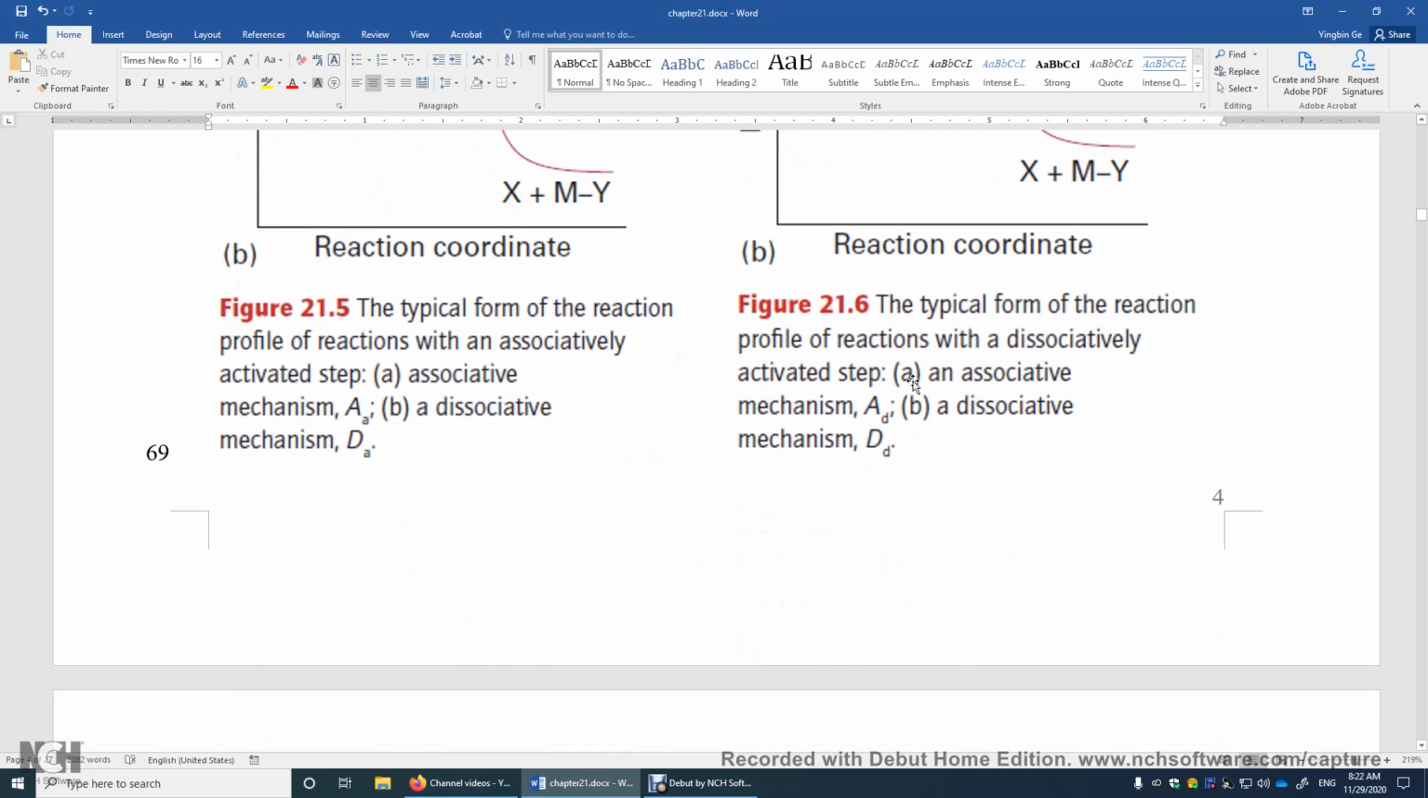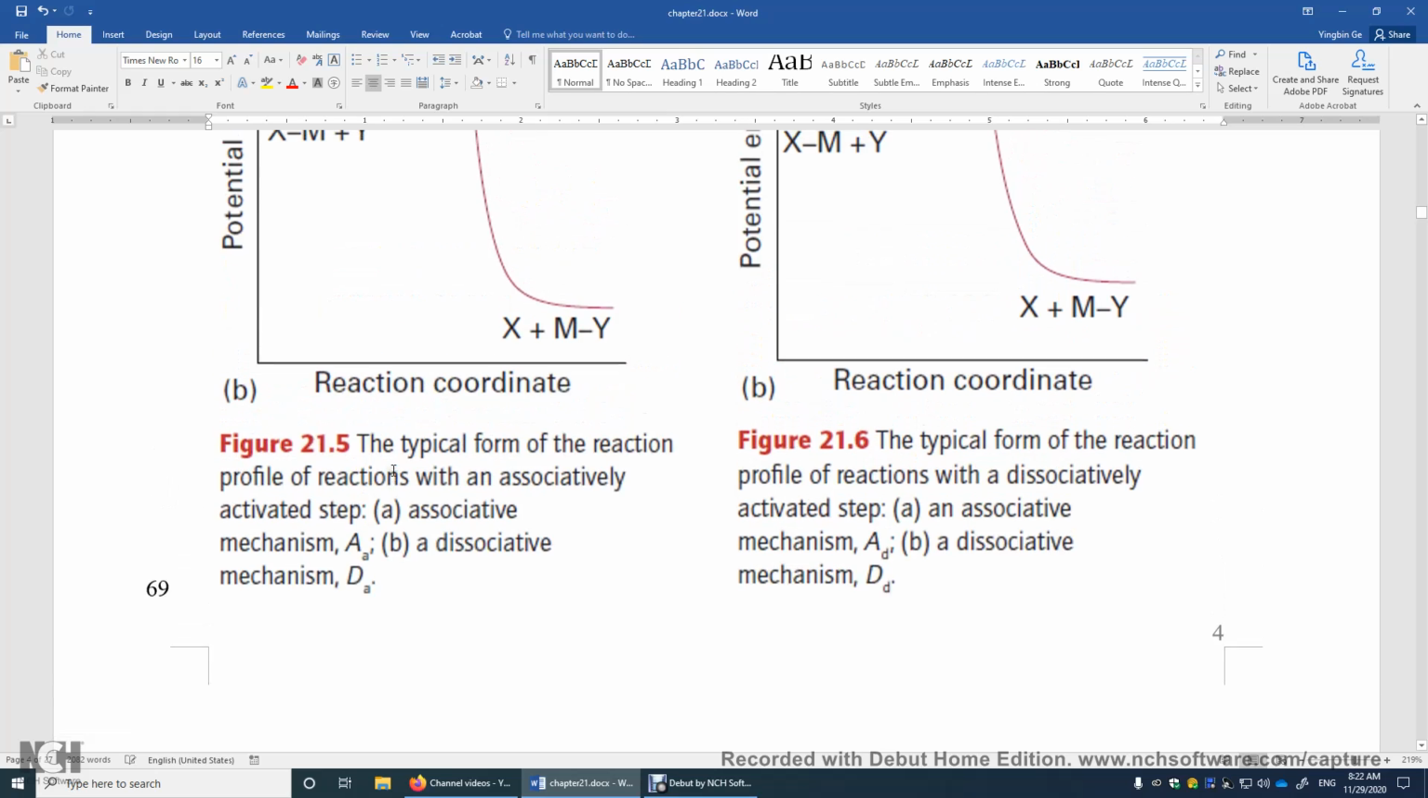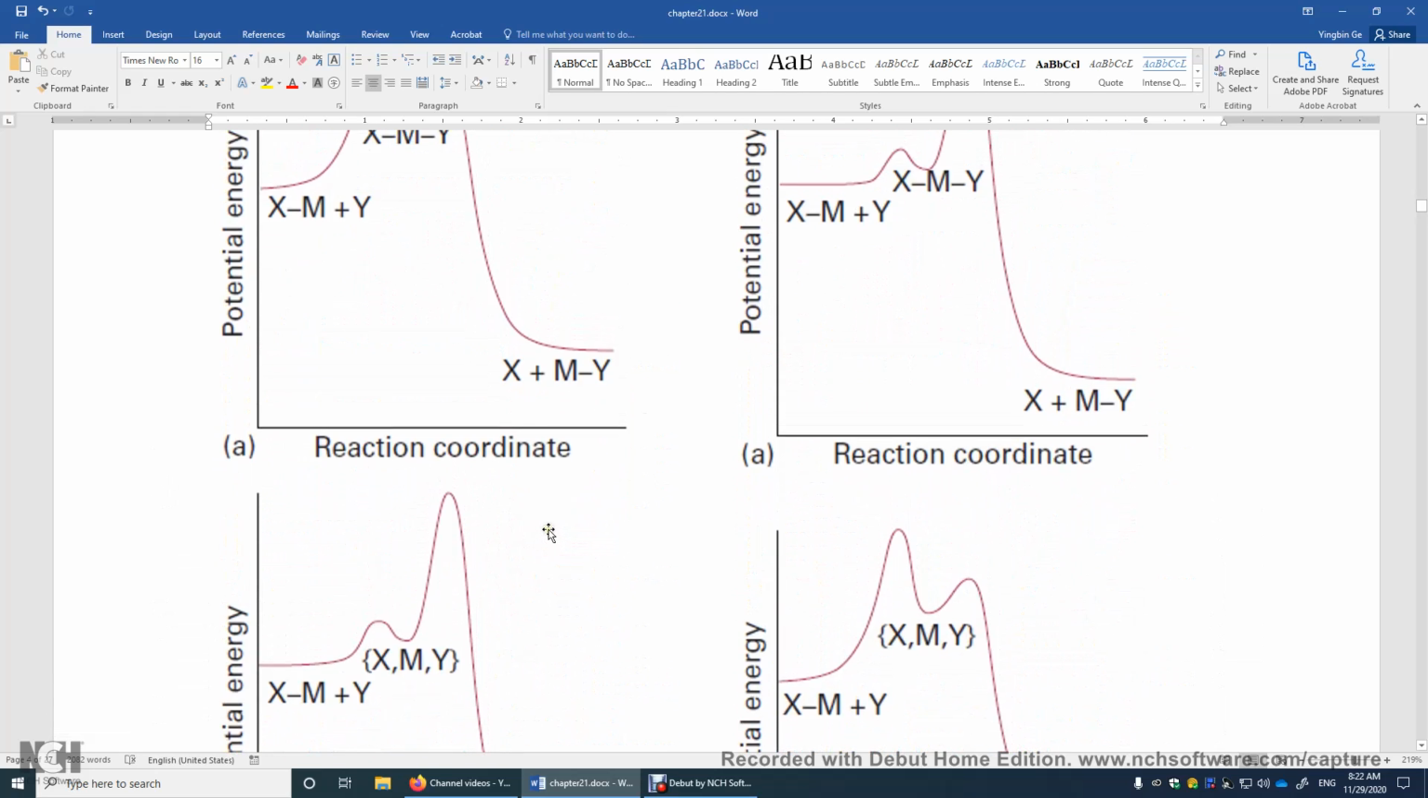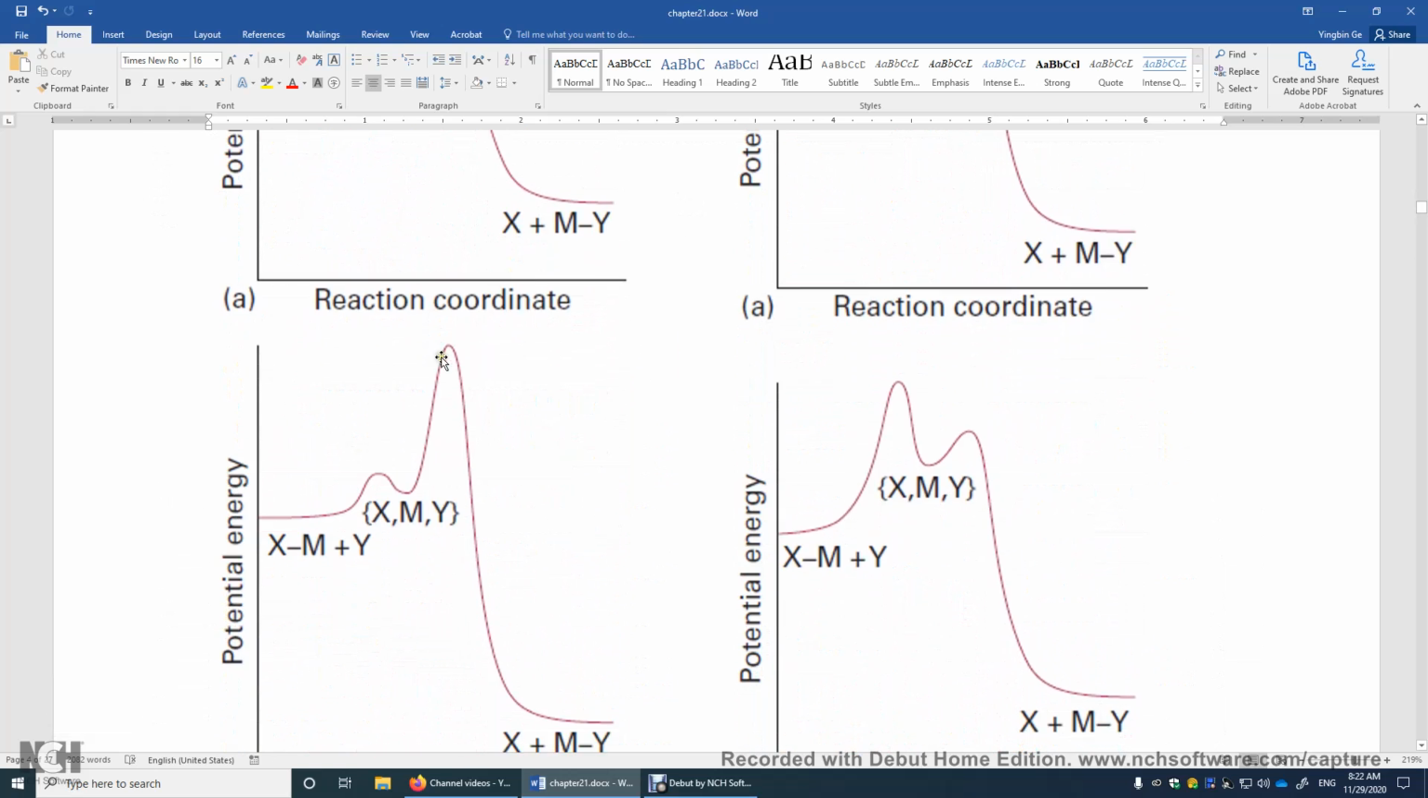Okay, I'll let you look at the figure captions over here. And this A sub A and then D sub A, it means over here, this is associative mechanism, and this is dissociative mechanism. And then you look at the subscript, this lowercase a in subscript. That means it's associatively activated. All right. So this limiting step is association. This limiting step is association.